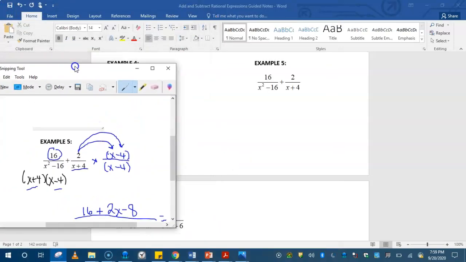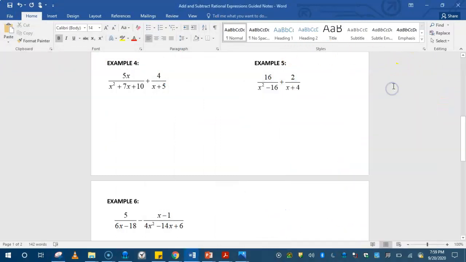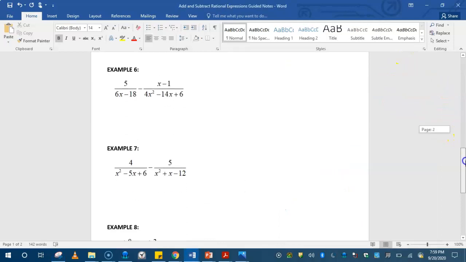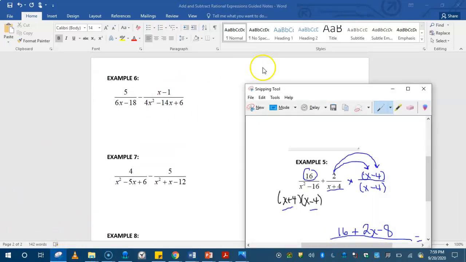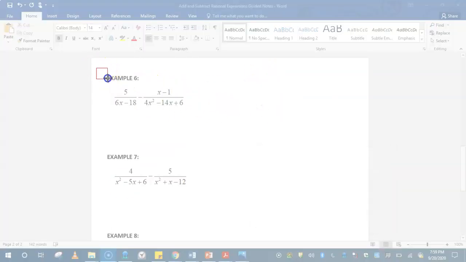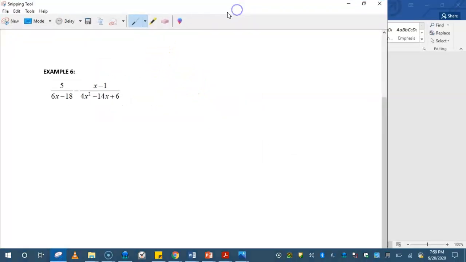Okay, let's go on to our next example, example 6. All right, example 6, we're kicking it up a notch higher. Example 6 has 5 over 6x minus 18, minus x minus 1 over 4x squared minus 14x plus 16. First step, guys, we've got to factor the denominators.